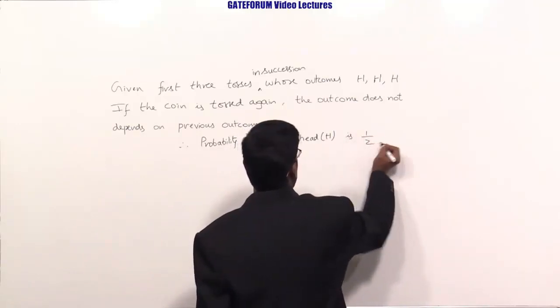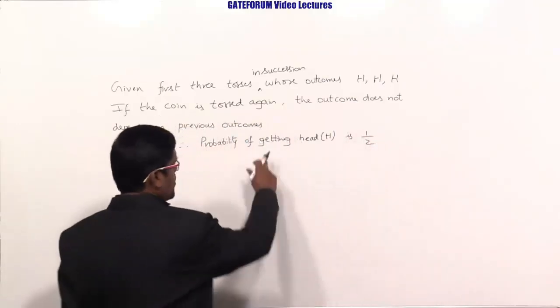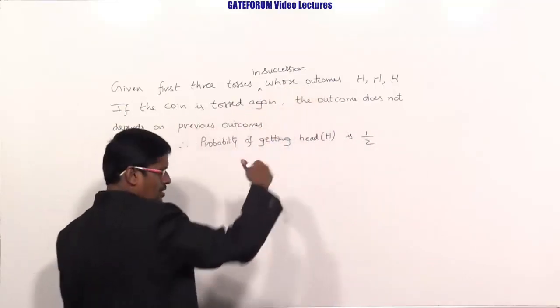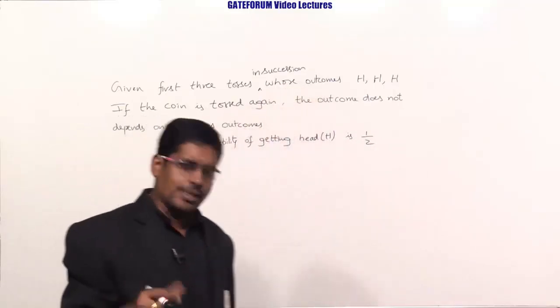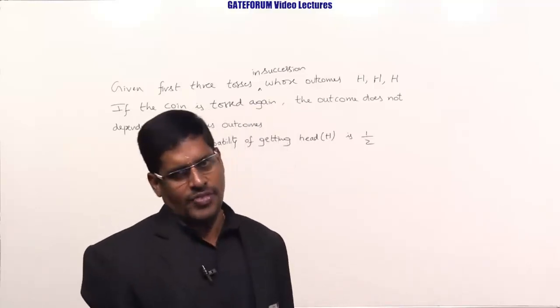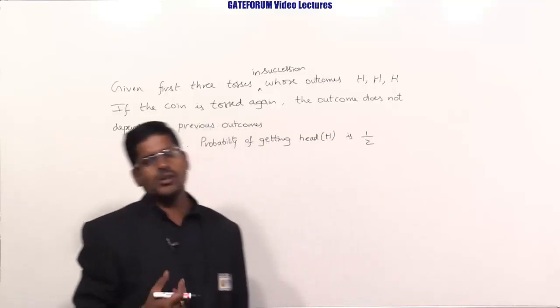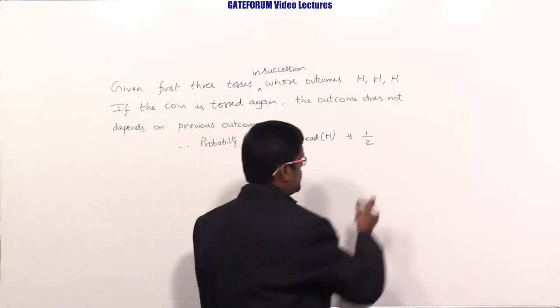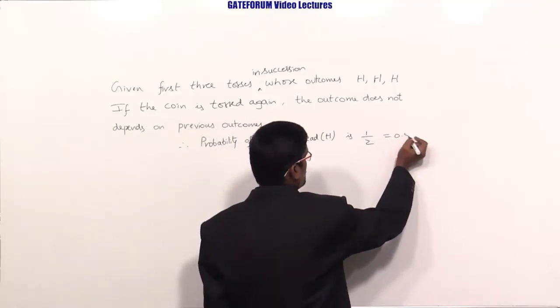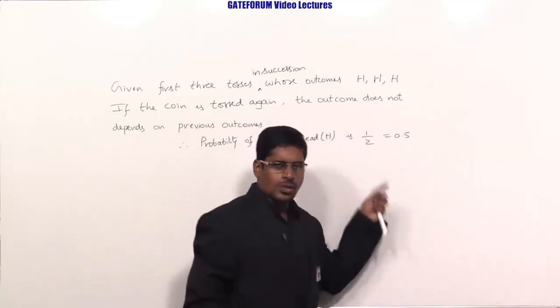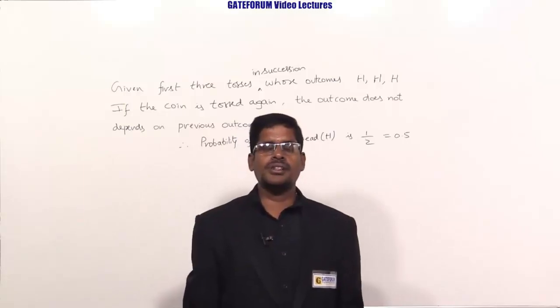is 1 by 2. What is this probability of getting head means? After the previous results, they are tossing again, so getting head, what is the answer? 1 by 2, because no effect on the previous coins. Similarly, the probability of getting tail is also 1 by 2. So the answer is 1 by 2, that is 0.5. They asked up to 1 decimal place, we got only 1 decimal place, so the answer is 0.5. This is end of the question.